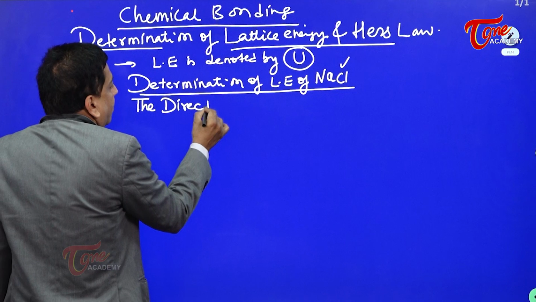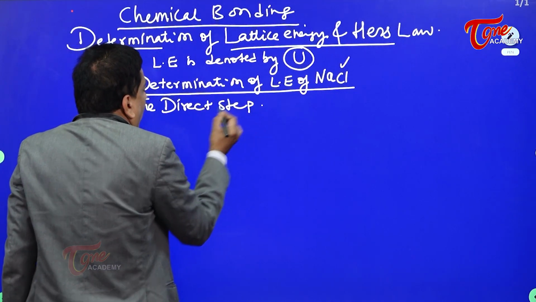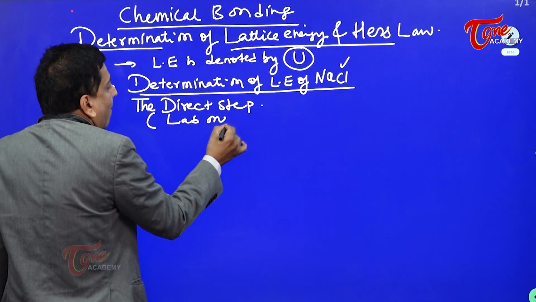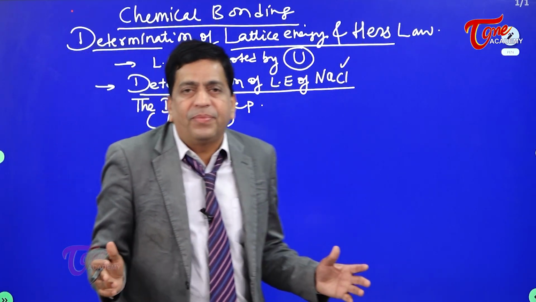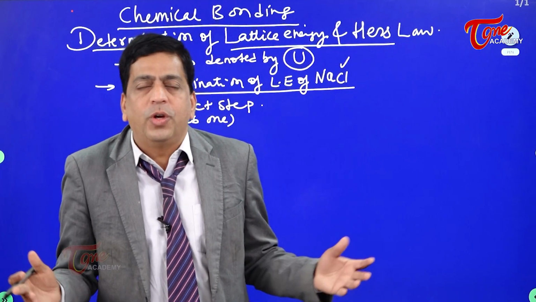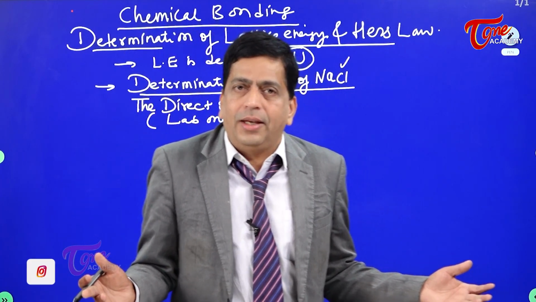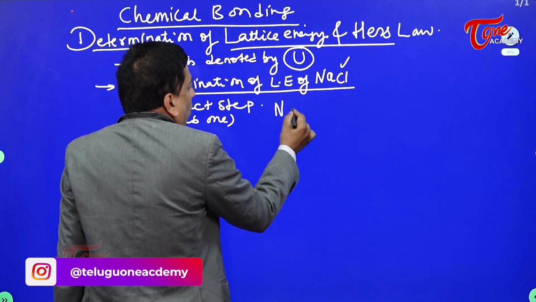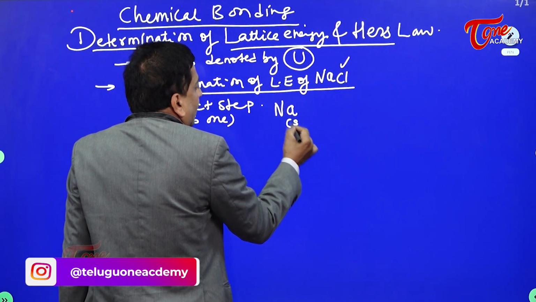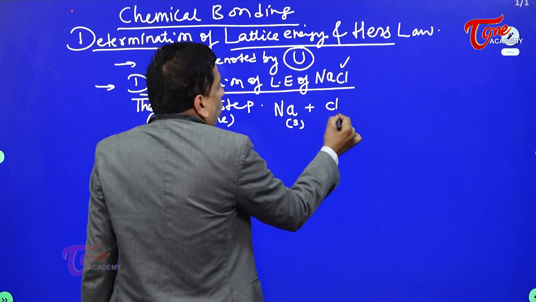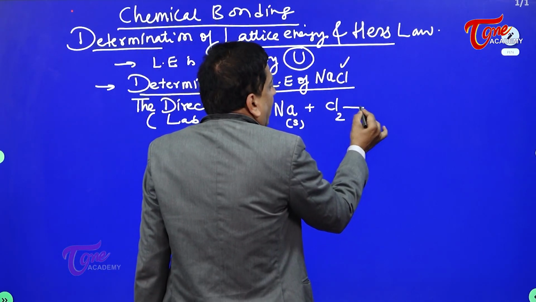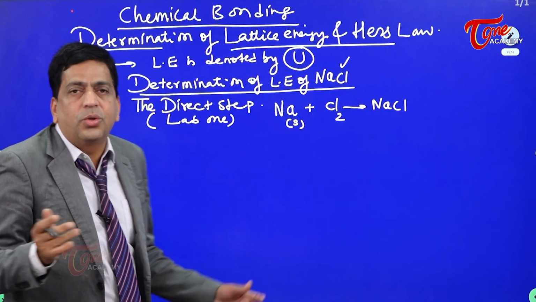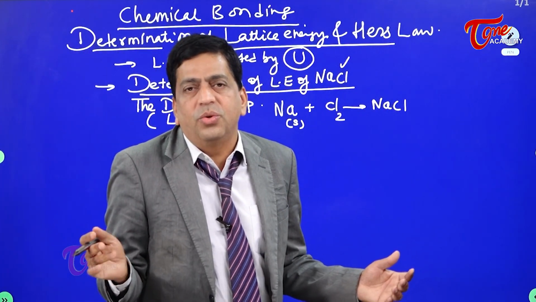Please understand, the direct step. I would like to call this the experimental step, or the lab one. You get into the lab. How do you prepare sodium chloride? You take the direct step. You take solid sodium and expose it to chlorine gas, then you are supposed to get NaCl. That's what you need to do. It's as simple as that.